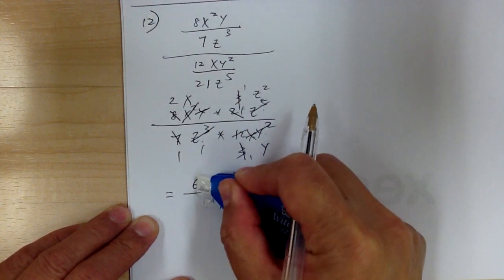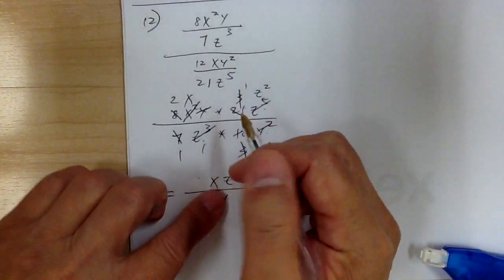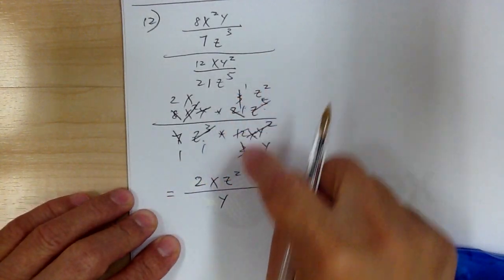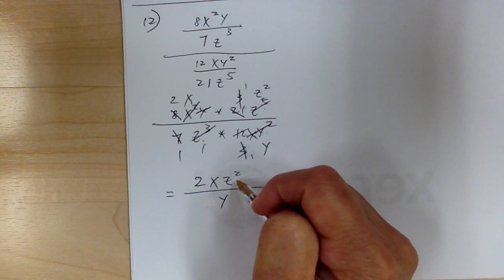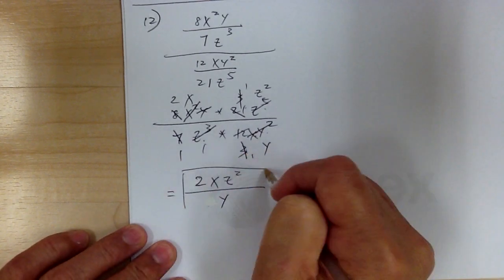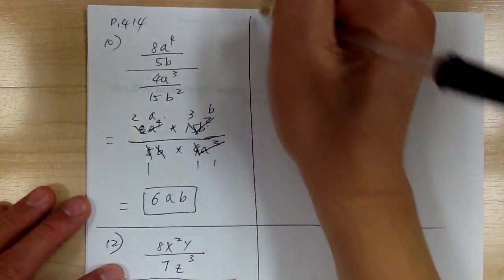On the top, you get 2, right? So 3 and 3 cancel out, so you get 2. So you end up with 2x z squared over y. Okay, let's go to 14.